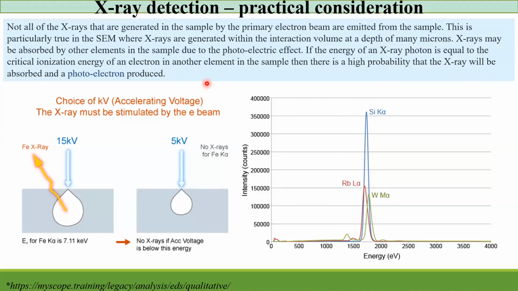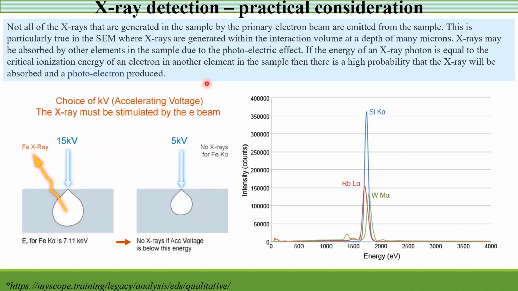So this is a point to remember theoretically. If there are some X-rays coming from some element, and you have another element within the sample, and this X-ray energy is also equal to the ionization energy of that second element, then this X-ray is used for ionizing that particular second element, and the X-ray is totally absorbed there, and only the photoelectron is produced. So this type of photoelectric effect is also possible.